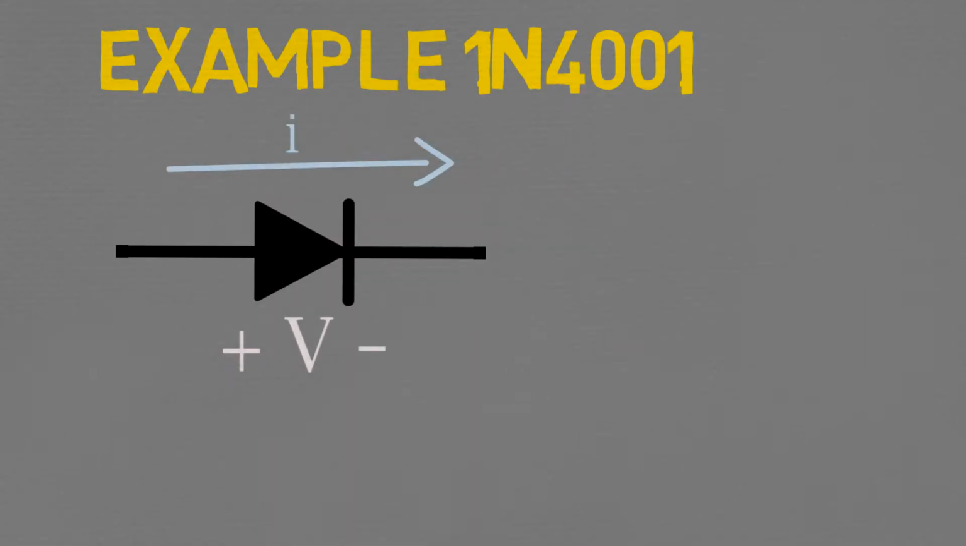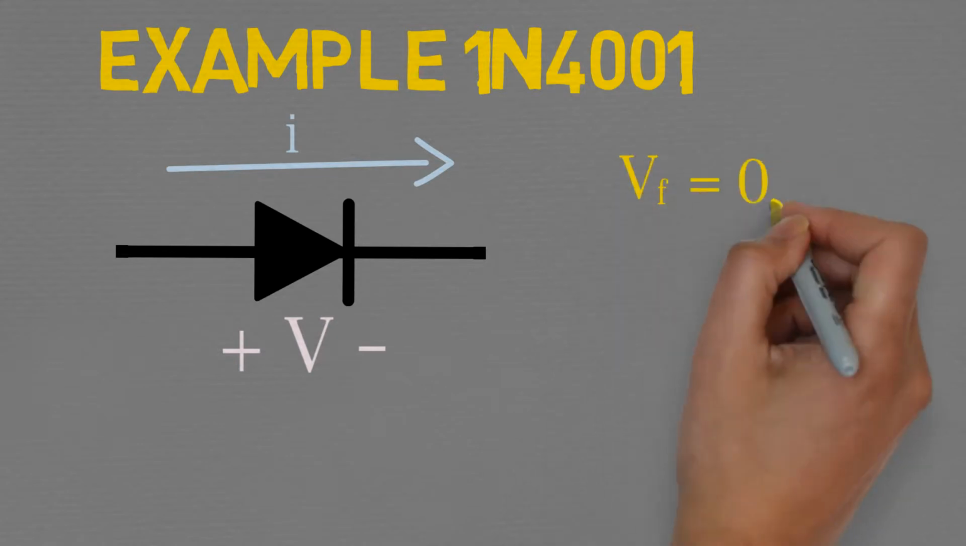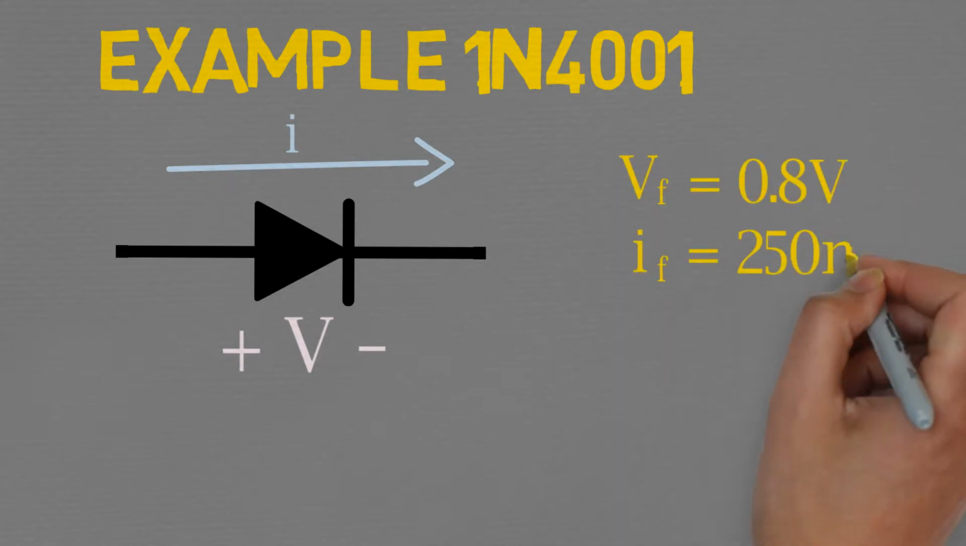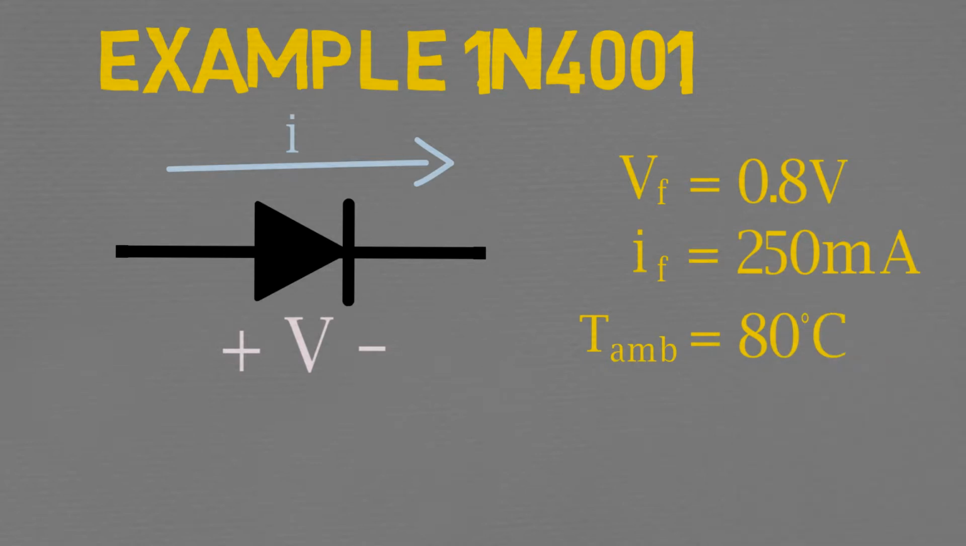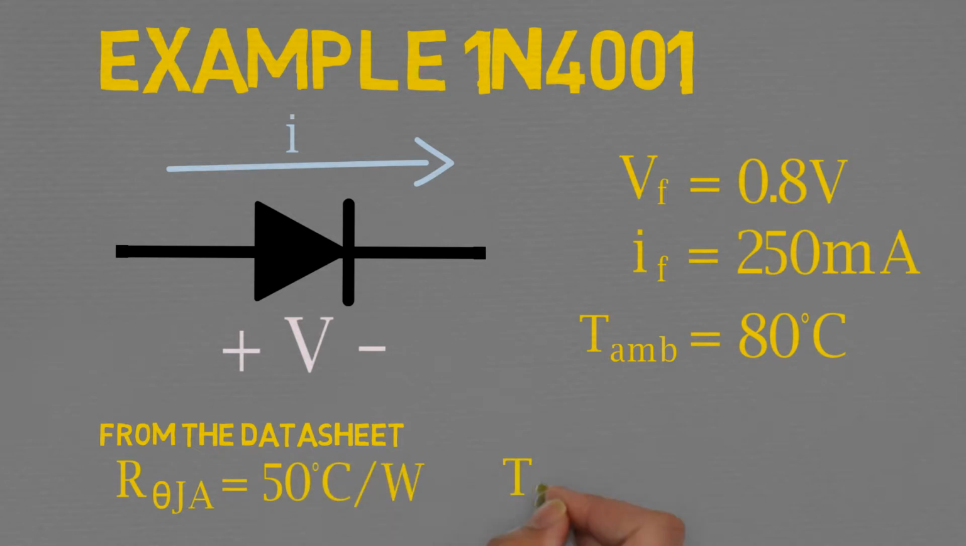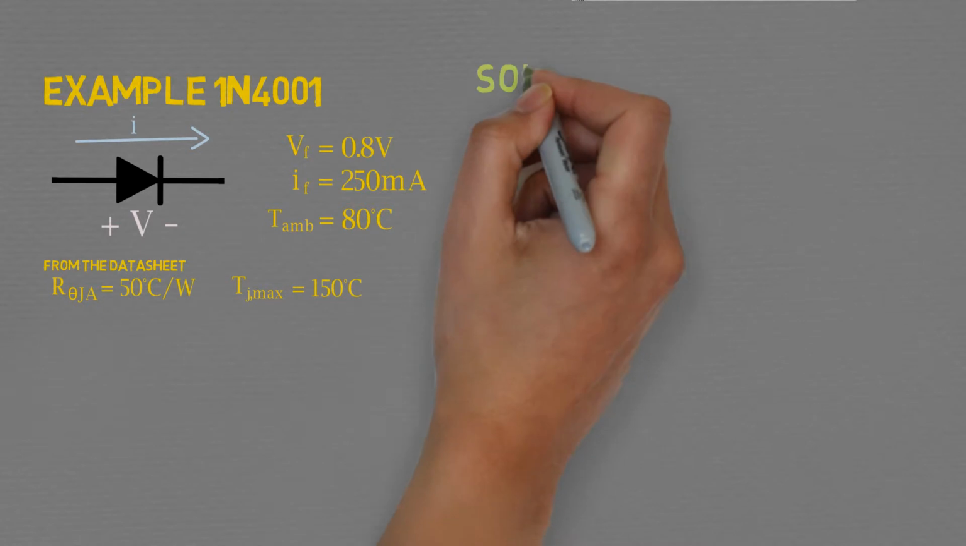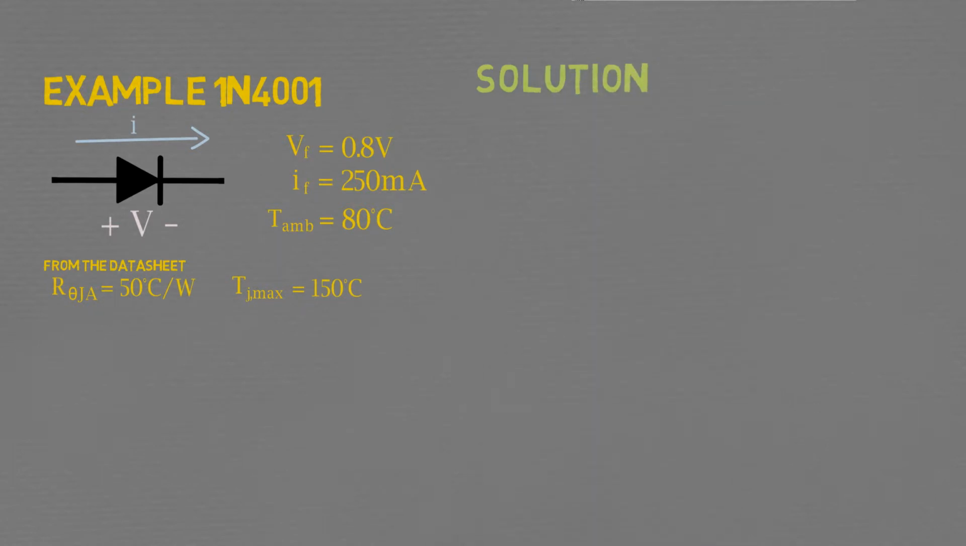The question we want to ask is, will our diode operate reliably when the forward voltage is 0.8 volts, the forward current is 250 milliamps, and the maximum ambient room temperature is 80 degrees Celsius? From the datasheet, we find a thermal resistance of 50 degrees Celsius per watt, and the rated maximum junction temperature is 150 degrees Celsius. Alright, we're going to fire through the solution really fast, so pay attention.